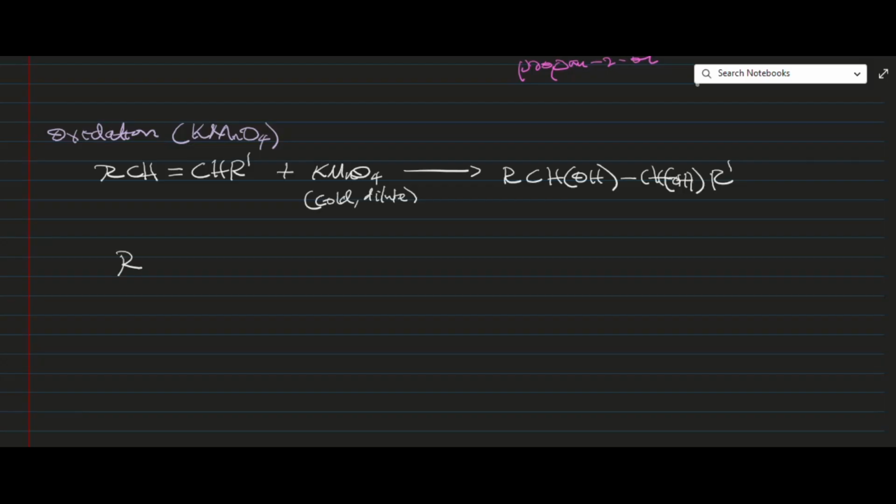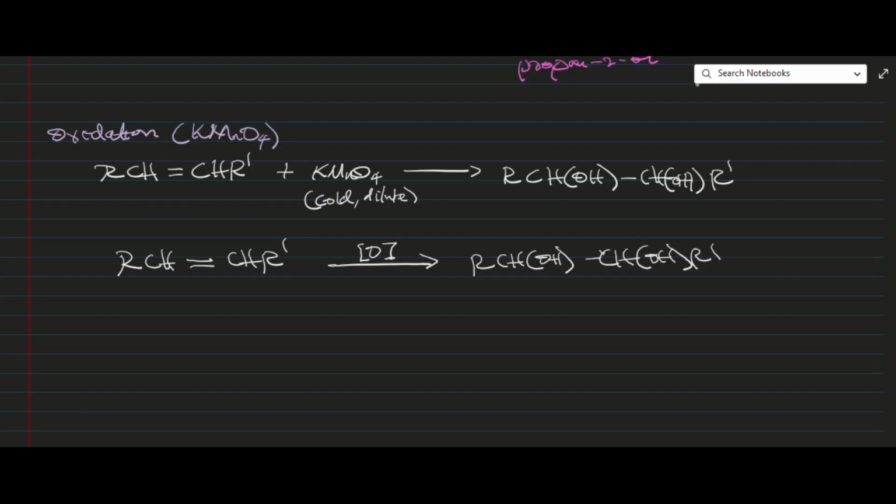So I said I'm writing this equation in another way. You can see it this way. CH double bond CHR', the arrow, and instead of writing the name of the oxidizing agent, they can just write O in square brackets like this. So you can have it this way. So it means oxidation. So we are going to have the same product, RCH(OH) and then CH(OH)R'. So that is the reaction.